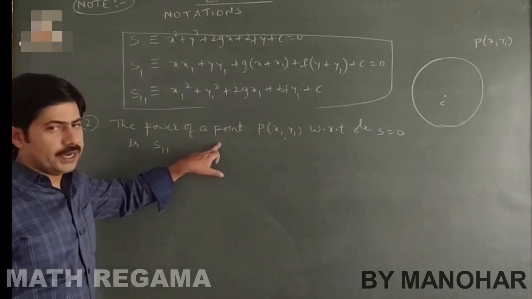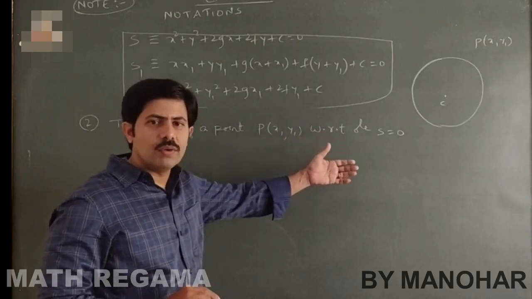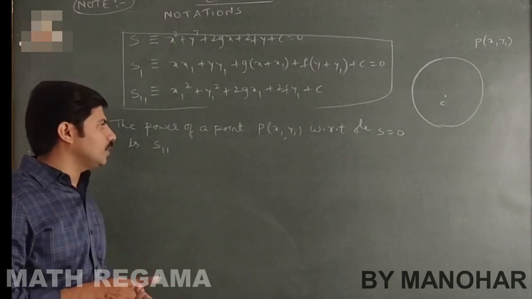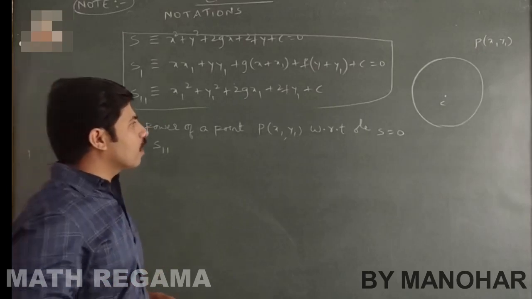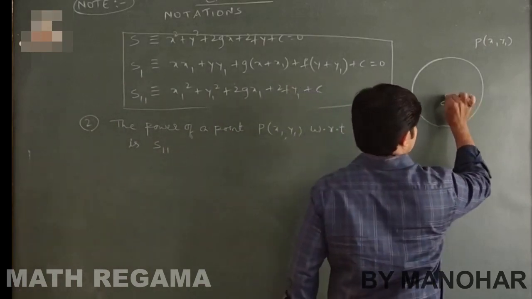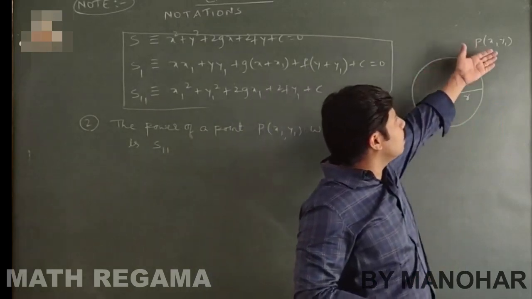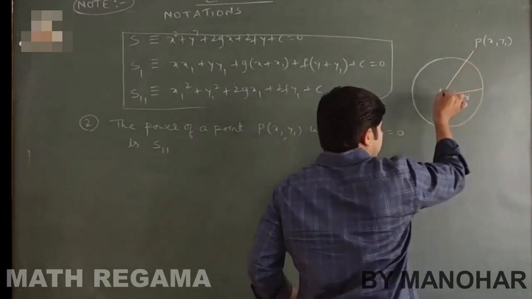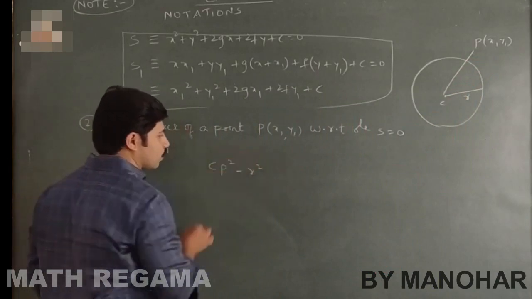The next is the power of a point. The power of a point (x1, y1) with respect to the circle S is equal to 0 is S11. Now what is the power of a point? Here we have a circle with a center and also a radius. What is the radius? We denote it as r. Now where is the point P(x1, y1)? P(x1, y1) is a point in the plane. The power of a point is nothing but CP square minus r square.